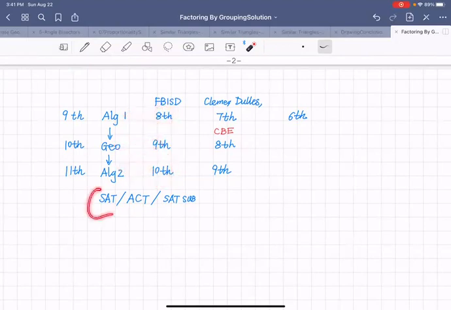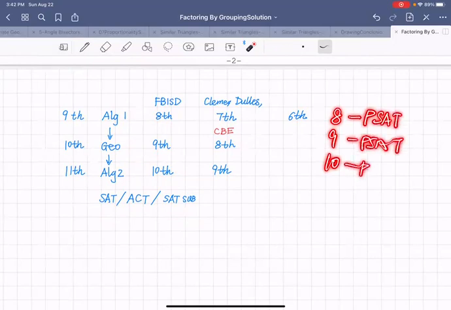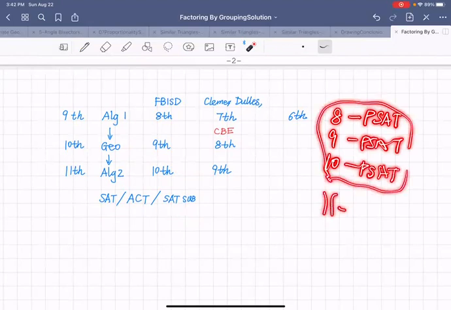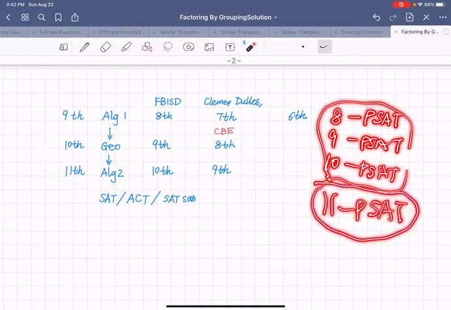And for all the students in Fort Bend ISD, you will have the PSAT starting from 8th grade. 8th grade, 9th grade, 10th grade, you will take the PSAT each year in October, okay? In 11th grade, you will take the last PSAT in your high school. This PSAT result will help colleges find the best students, and they will send you invitations. And the best students get the National Merit Scholarship, okay?